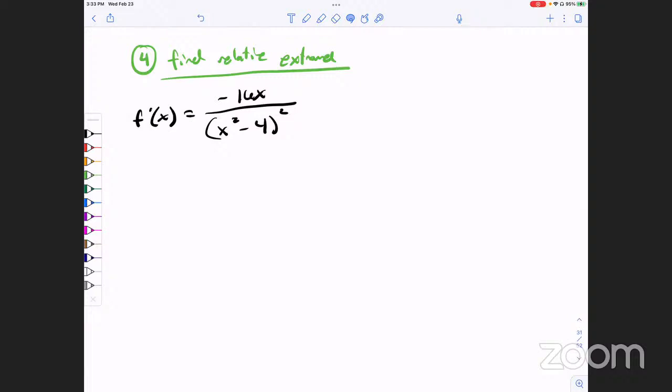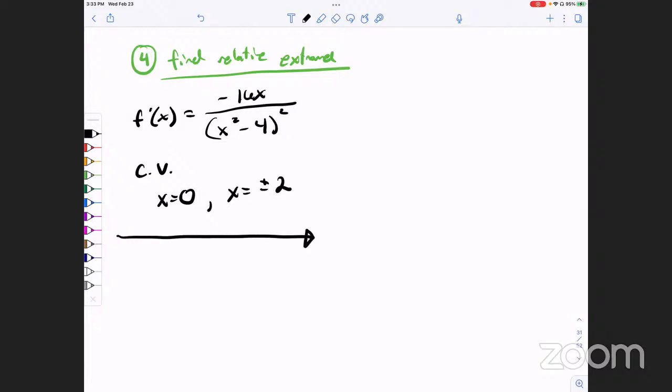For this one, we're going to set the numerator to 0. That gives us x equals 0. That makes the derivative 0, right? Another critical value is going to be x that makes it undefined. When x is 2, that makes a 0 in the denominator. So 2 additional critical values are going to be x equals plus or minus 2. Those are candidates for potential relative max and min, relative extrema, right? So we're going to take these critical values and put them on our number line.